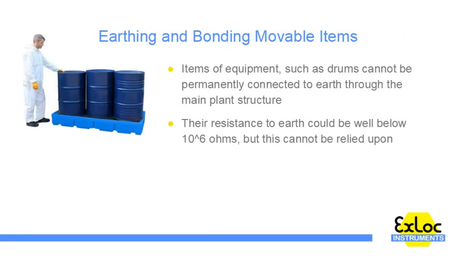Earthing and bonding movable items. There are items of equipment such as drums, funnels and trolleys which cannot be permanently connected to earth through the main plant structure. In many cases, their resistance to earth could be well below 10⁶ ohms, but this cannot be relied upon. To prevent electrostatic charge build-up, the minimum requirement is that each item should be earthed whenever a flammable mixture could be present, and at the same time there is the possibility of electrostatic charging, such as during the filling or emptying of a container.